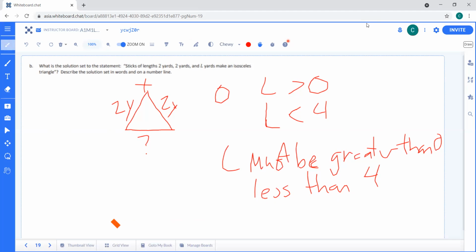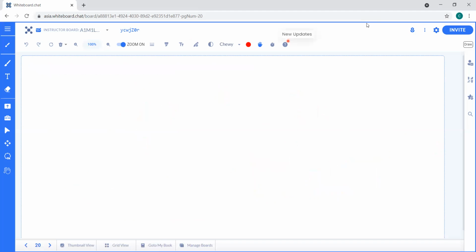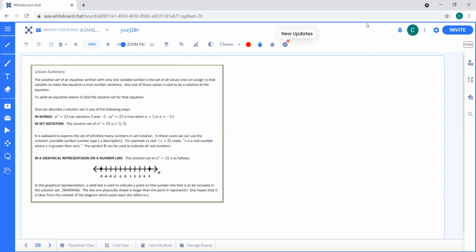So how would we draw this graphically? Well, it's got to be greater than 0, and here's 4. But it's not going to be either one of those. So it's just going to be everything in between 0 and 4. Okay. I think maybe there is this to kind of help you memorize all this. And there you can be working on your homework.